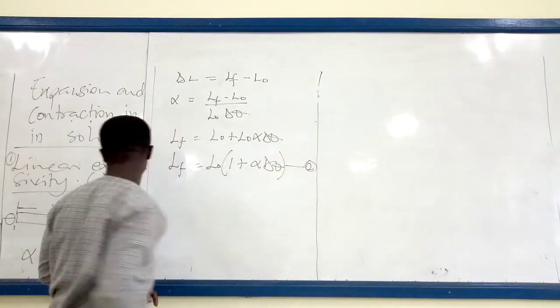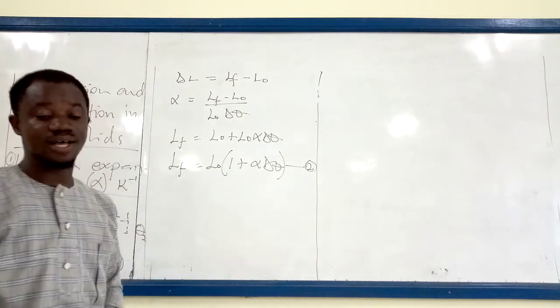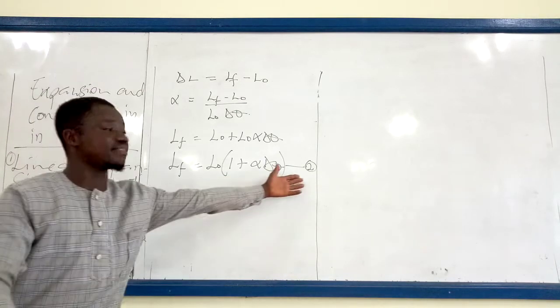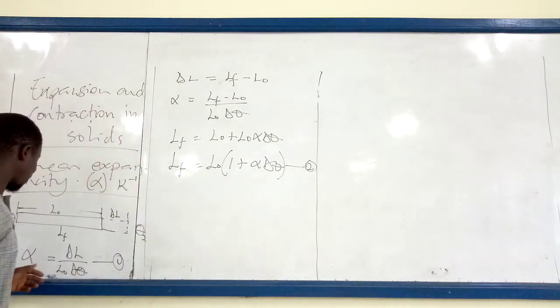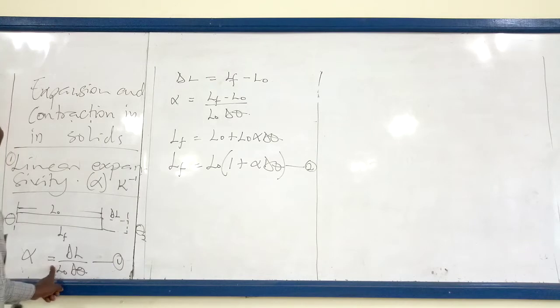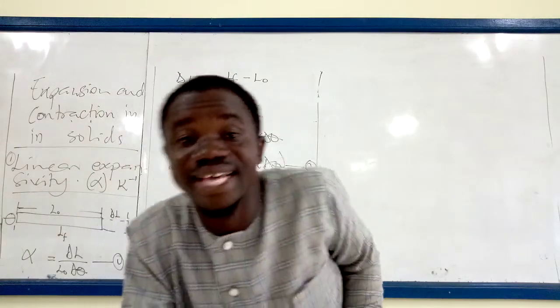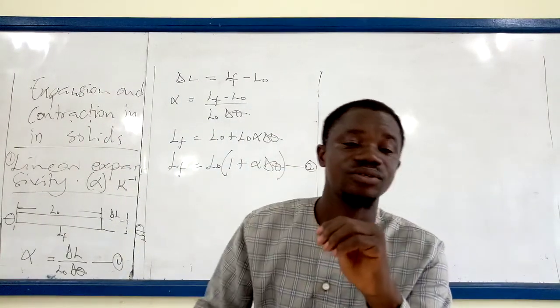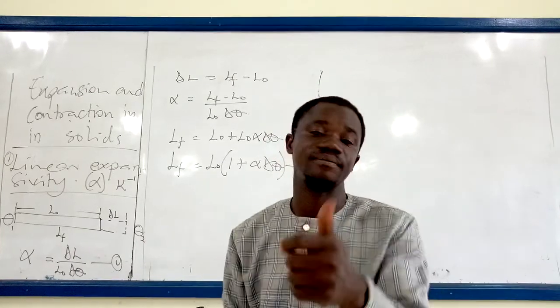Take note of these two equations, equation 1 and equation 2, very well. When you are asked to find the final length, you use this formula, given all these parameters. When you are asked to find the initial length, the change in length or the linear expansivity, use equation 1. Remember that equation 1 is the definition for linear expansivity. Linear expansivity is also called the coefficient of linear expansion. Don't mix the two. Either you say linear expansivity or coefficient of linear expansion. You can't interchange them. They will mark you down. Thank you.